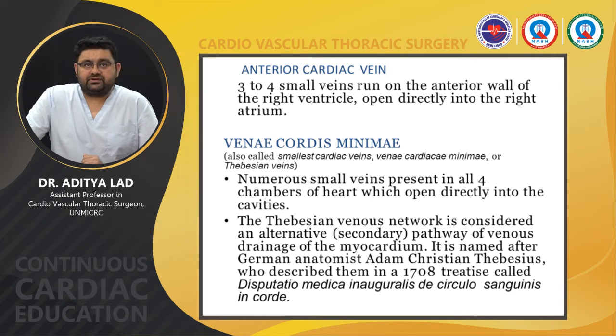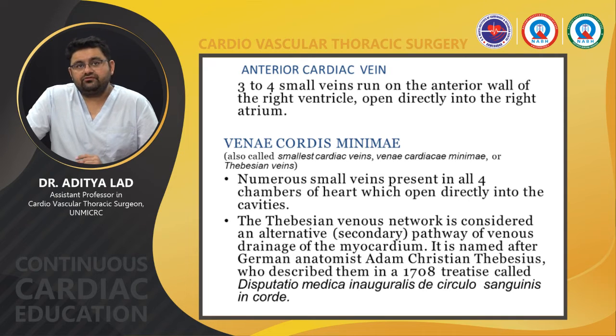Now anterior cardiac veins. Three to four small veins run on the anterior wall of the right ventricle and open directly into the right atrium. These are the anterior cardiac veins.